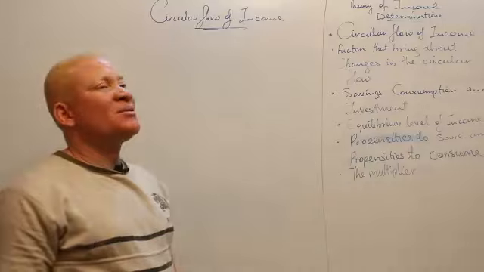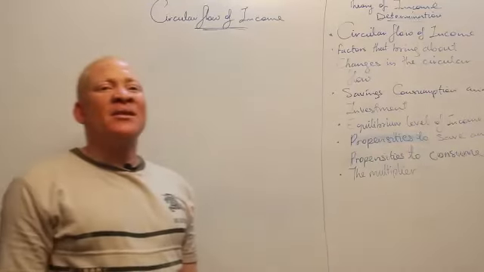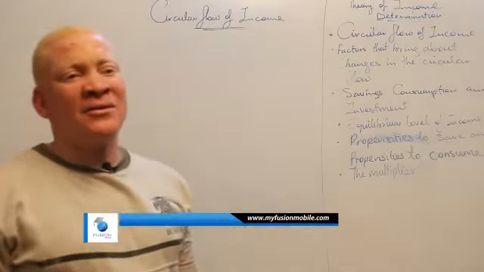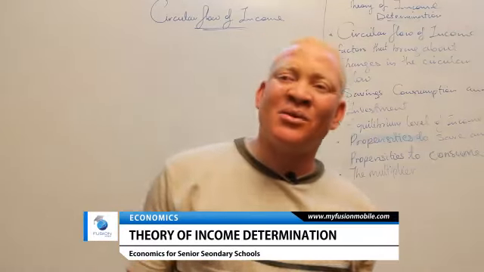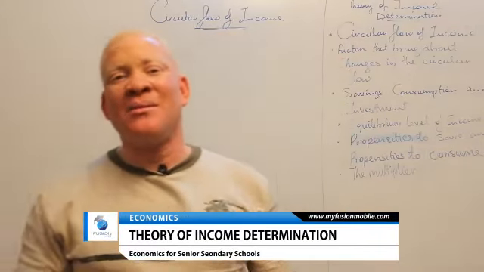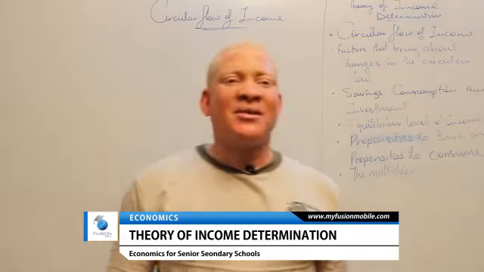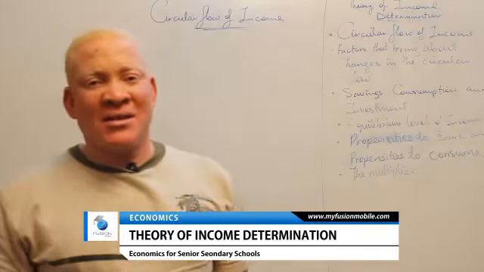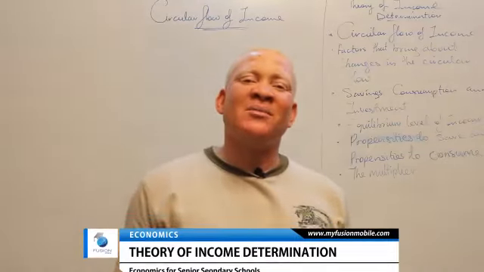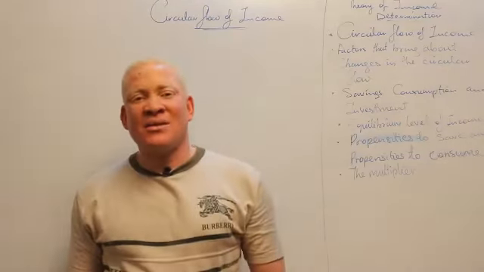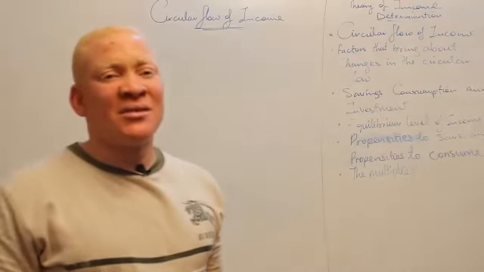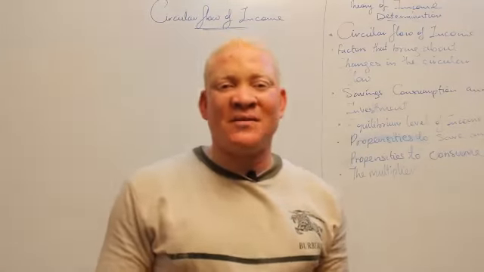Now, in an economy, we have two basic sectors. At the minimum level or the classical level, we have two sectors: the production sector and the consuming sector. The consuming sector is made up of the households and the individuals, while the producing sector is made up of the production firms.